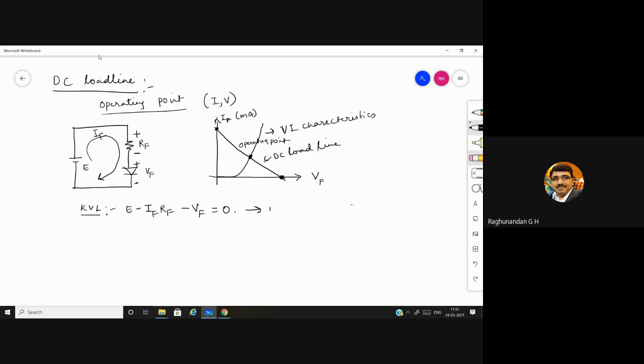Okay, take this as equation 1. Now if you want this IF point, just look into this VF value. At this particular IF point, what is the VF value? What is the VF value for this particular IF value? 0, sir. 0.